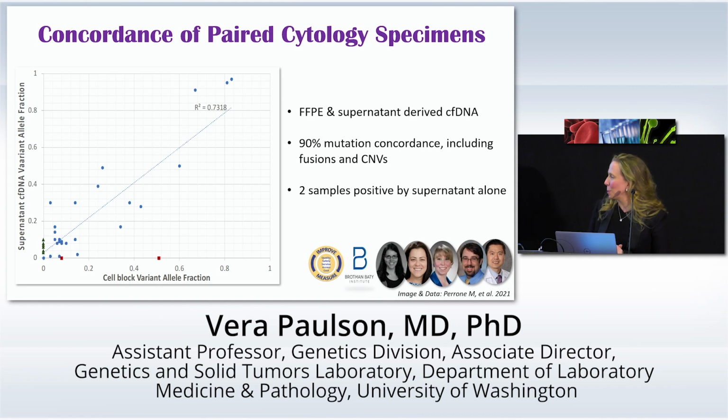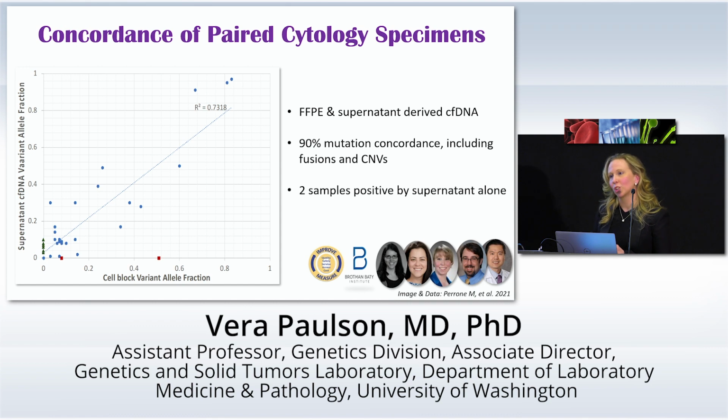And work that I did with the people pictured here, we actually had 29 samples, paired cytology samples, of FFPE and supernatant left over from making the cell block. And admittedly, 13 of these samples went to our former hotspot that's been sunset. 17 of them went to Oncoplex. But what I want to highlight is that there was 90% mutation concordance between FFPE and the supernatant from cytology, not only for mutations, but also for copy number variants and a fusion. One of our pancreatic cancers actually had an NTRK fusion that renders you eligible for NTRK inhibitors.